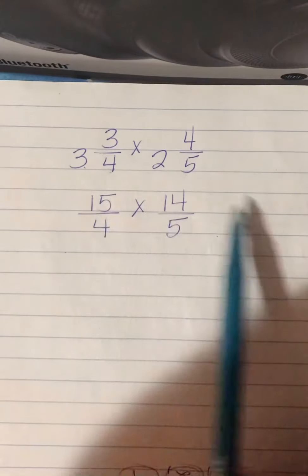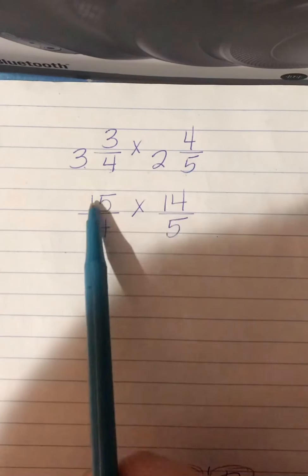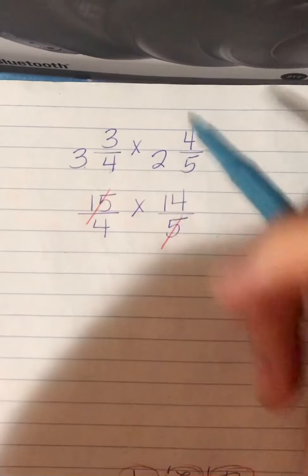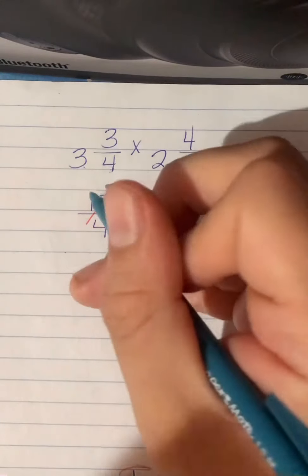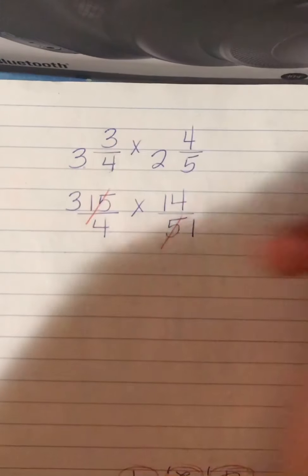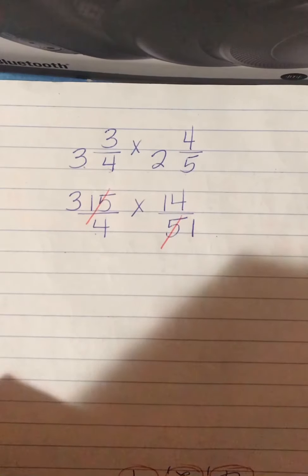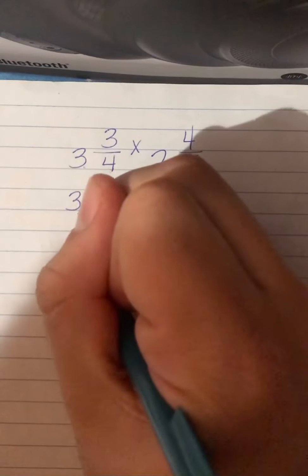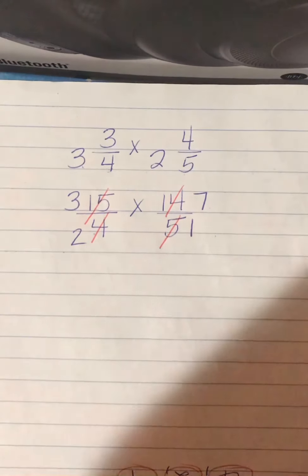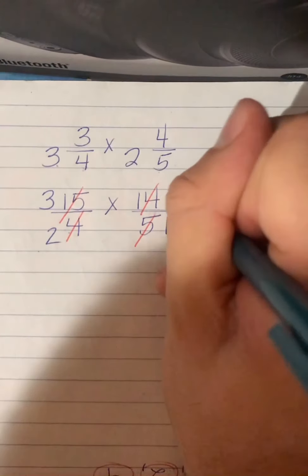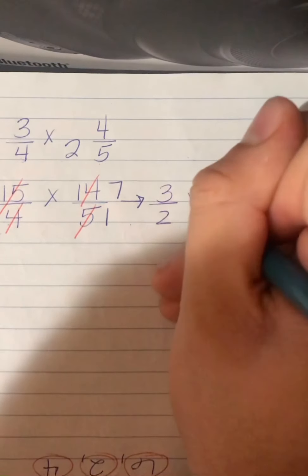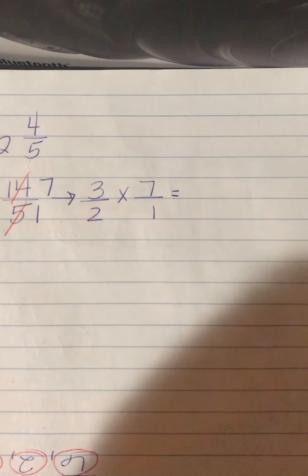Step 2 is to cross simplify. Do 5 and 15 share a common factor? They do. 5. 5 divided by 5 is 1. 15 divided by 5 is 3. Do 4 and 14 share a common factor? Yes, they do. 2. They're both even numbers. 4 divided by 2 is 2. 14 divided by 2 is 7. So then I am going to rewrite 3 over 2 times 7 over 1.